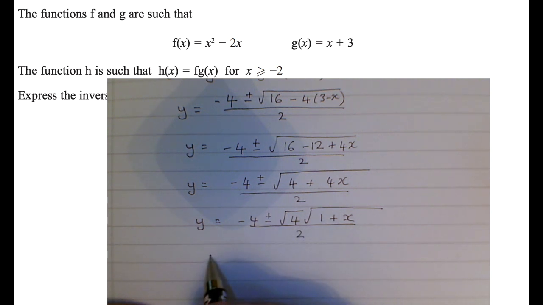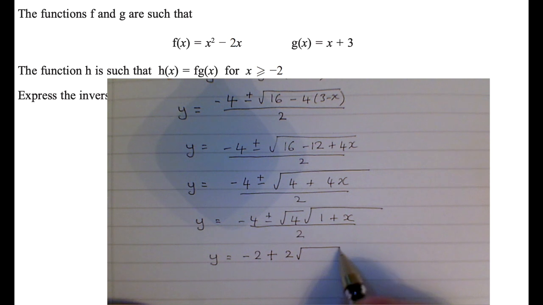So it looks like we should be able to get rid of this fraction by dividing through by 2. So minus 4 divided by 2 is minus 2, and oh, I've made a mistake there, wait a sec, root 4 is 2, 2 divided by 2 is 1, so that should be a 1 there, there we go, 1 plus x, all over, and that's it, no more division. And in fact, that's the answer.